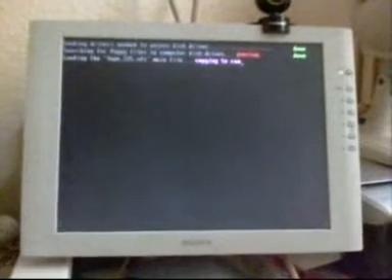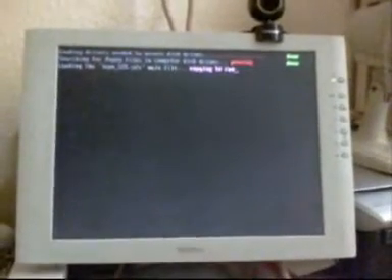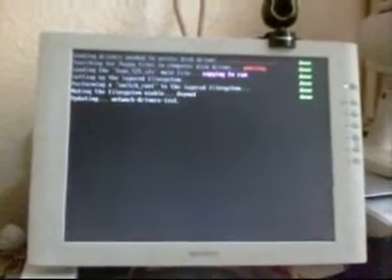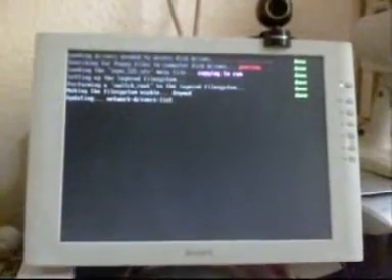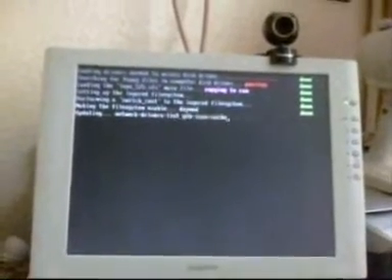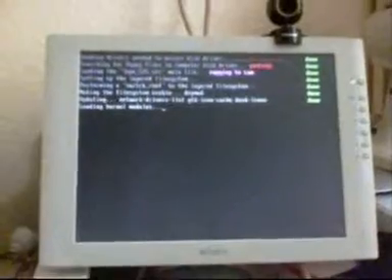So that's 1, 2, 3, 4, 5. There's 7 discs, 4 of which are DVD. Even Zorin OS isn't working. And this is a Vista machine.